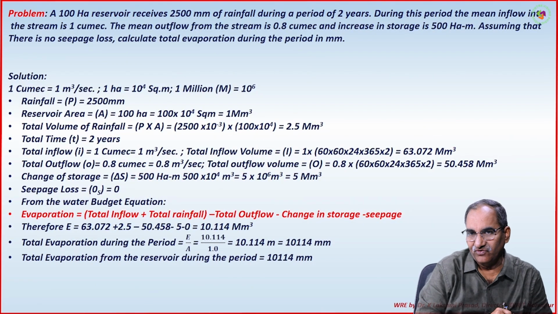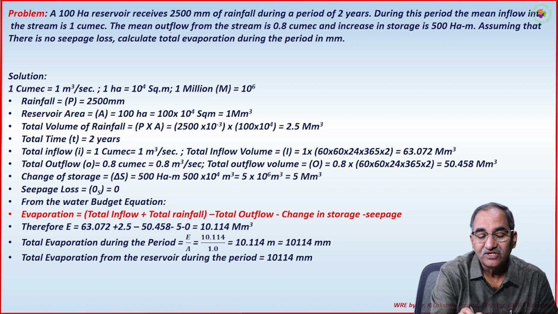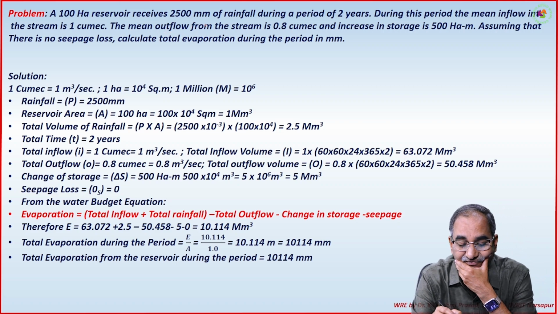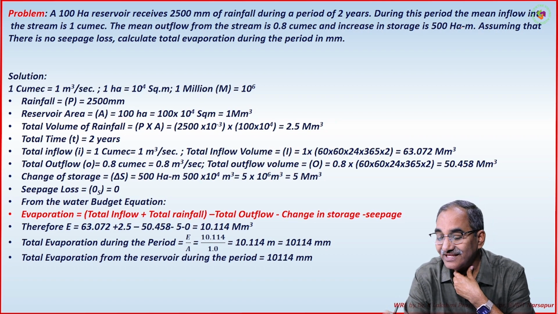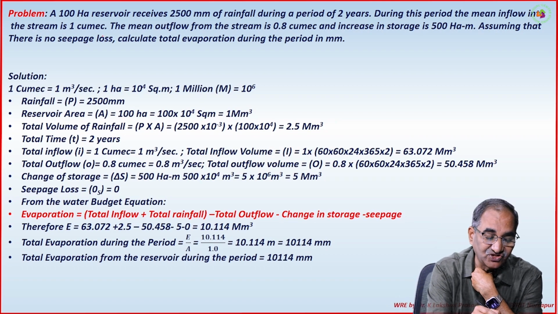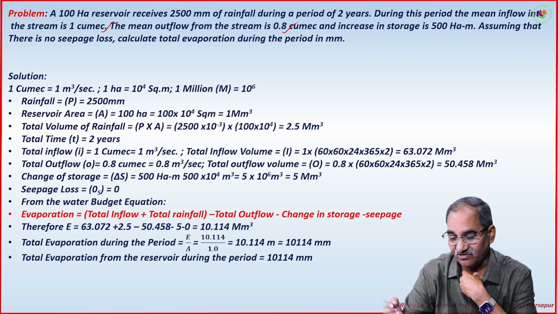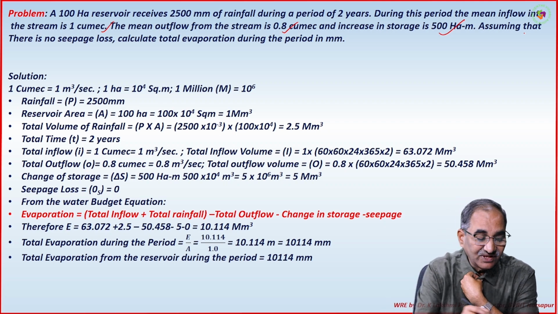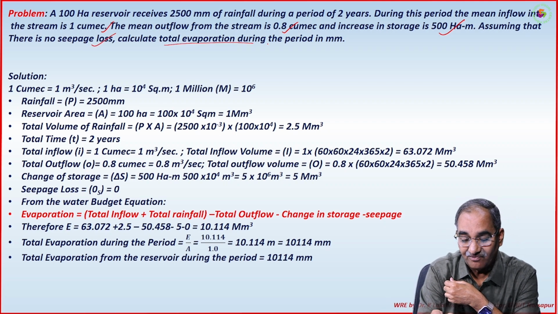Now I will show you with a problem. A 100-hectare reservoir receives 2500 mm of rainfall during a period of 2 years. During this period, the mean inflow into the stream is 1 cumec. The mean outflow is 0.8 cumec. And the increase in storage is 500 mm. Assuming that there is no seepage loss, calculate the total evaporation.